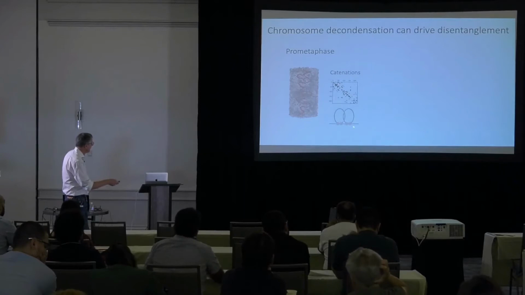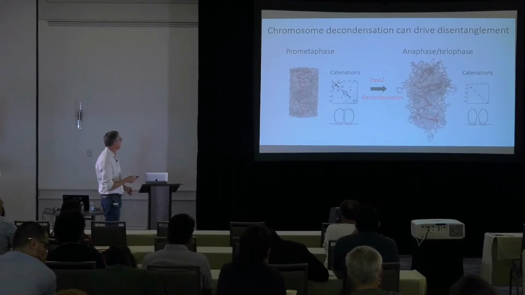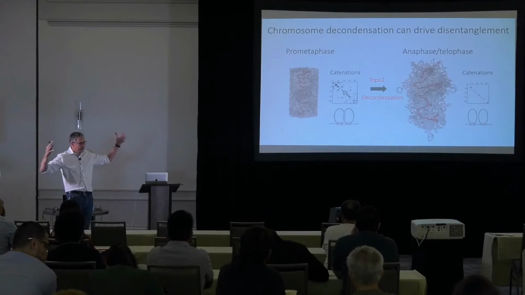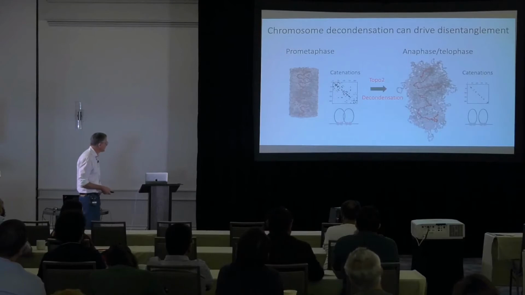If you just remove the constraints on this chromosome that make it compact into a small volume and let it decondense, you get decatenation of the loops. Just the moving away of chromatin from each other is enough of a directionality to topo 2 to drive it towards decatenating chromosomes. So it's really just a biophysical decondensation process that can actually contribute to decatenation of loops.